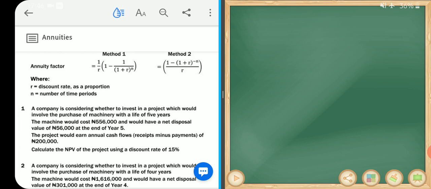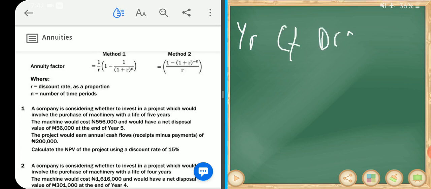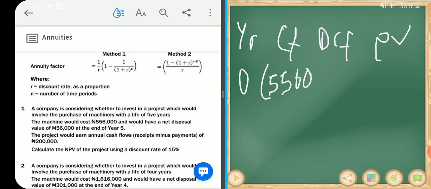So we have our year, we have our cash flow, we have our DCF, then we have our present value. At year 0, where we invested the money, definitely it is going to be negative 556,000. Our DCF is going to be 1. I told you at year 0 it's always 1. Therefore our present value will still be 556,000 naira.